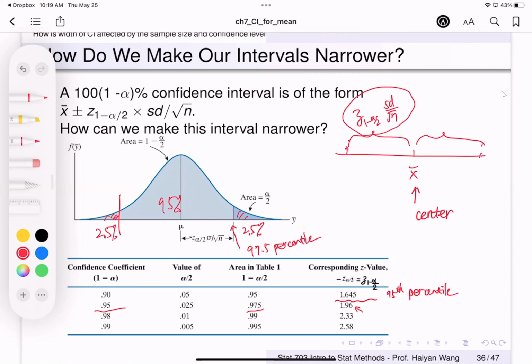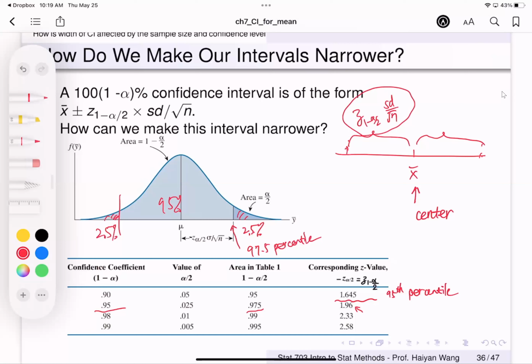How about the standard deviation here? The standard deviation is really an estimate of the population standard deviation. Even though it changes from one sample to another, the population standard deviation is behind it. Eventually, the sample estimate converges to the true standard deviation. So if the true standard deviation is large, we really cannot make the sample standard deviation very small. The only thing that's reasonable and easy to change is the denominator, the square root of n.